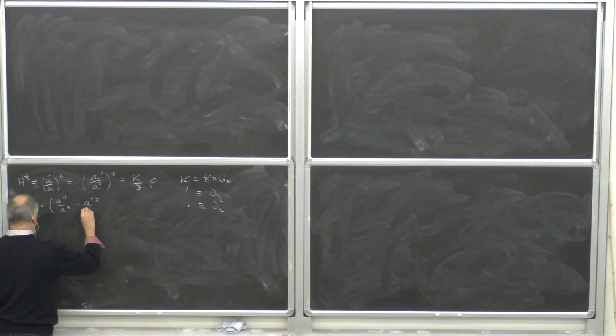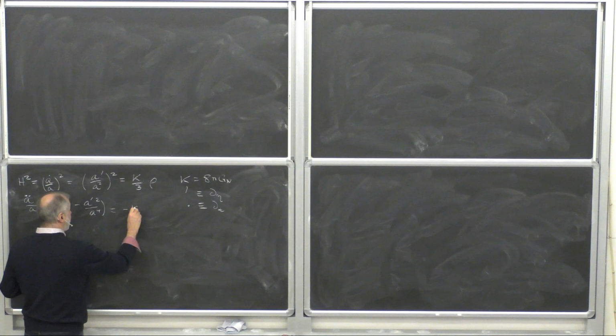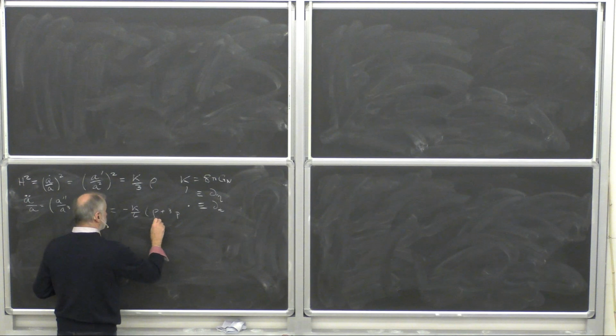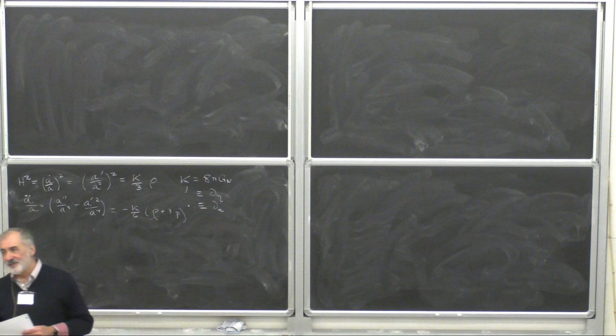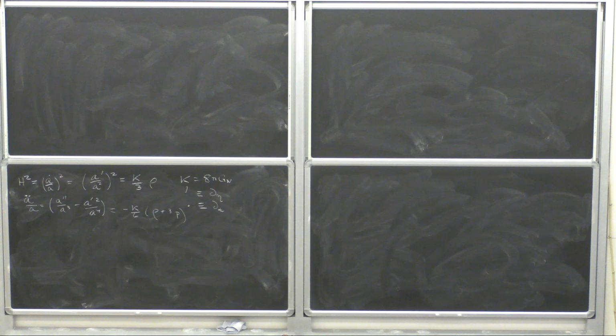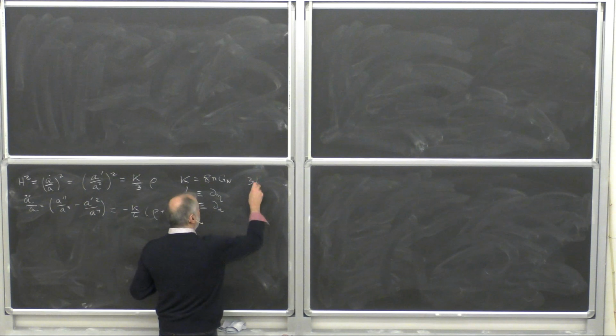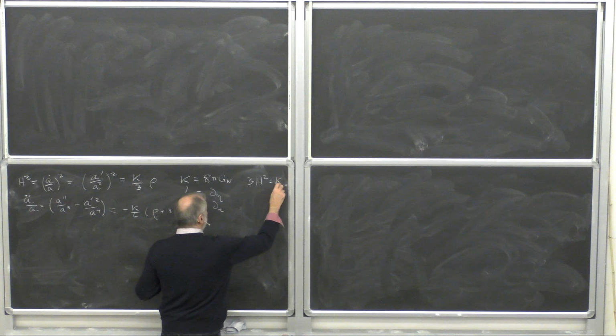A double dot over A is minus kappa over 6 times rho plus 3p. So rho plus 3p positive means that the universe will decelerate in expansion. Rho plus 3p negative will be an accelerated expansion. And I will often use the Friedmann equation in the form 3H squared is equal to kappa rho. All right.